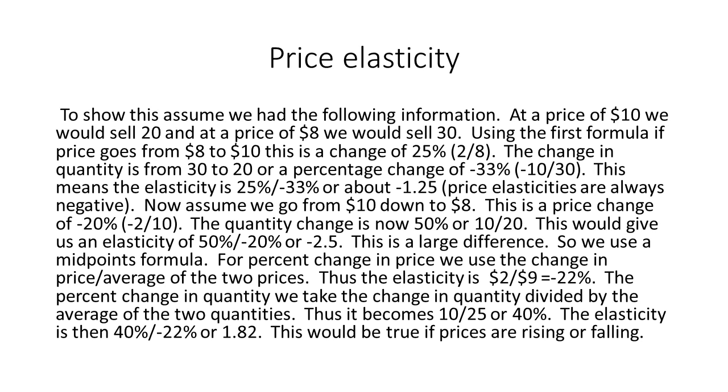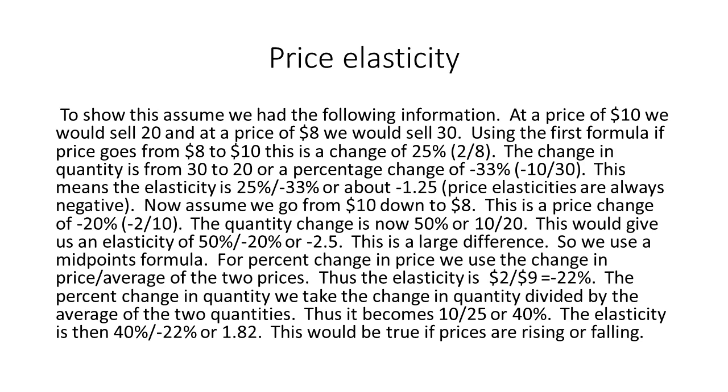Then what we do is we take the 8 and the 10 and we average those, giving us 9. And so 2 over 9 becomes minus 22%. Then the percent change in quantity: we take the change in quantity, 10, divided by the average of the two quantities. You average 20 and 30, you get 25, or 40%. The elasticity is then 40% divided by minus 22%, or 1.82.